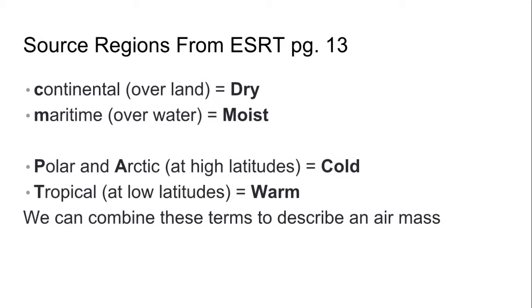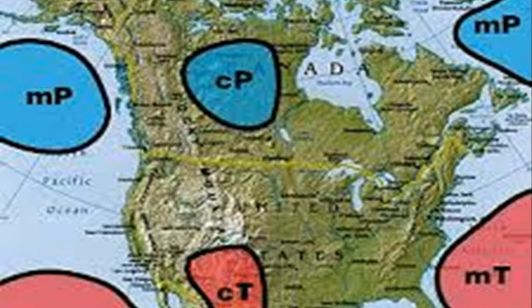So when we combine the letters of these different source regions, we can have some really nice terms to describe what an air mass will be like. Here's a nice representation of source regions and air masses from those source regions. You can see that the small m and the capital P for maritime polar is up in the northwestern part of this map. And this is going to be a cold, wet air mass. If you move over to central Canada, you see a CP for continental polar. This is going to be a cold, dry air mass.